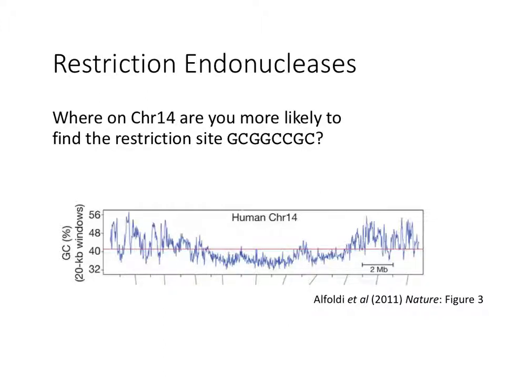Where are there more G's and C's? Right at the very beginning. The edges of the chromosomes. This restriction site, the DNA sequence, the 8 nucleotides this enzyme is looking for, is all G's and C's. So where are you more likely to find a stretch of 8 G's and C's, let alone this particular stretch? It's going to be areas of the chromosomes that have more G's and C's.